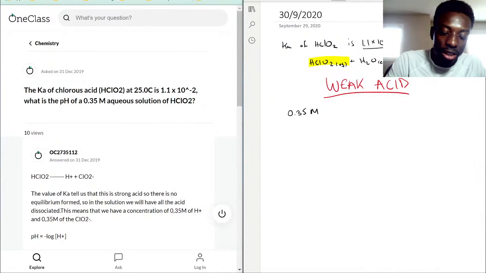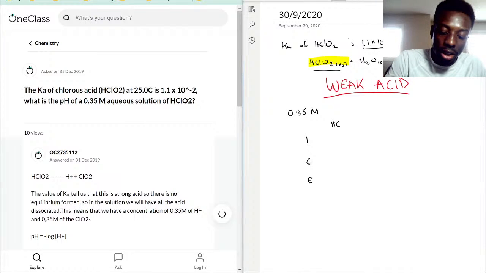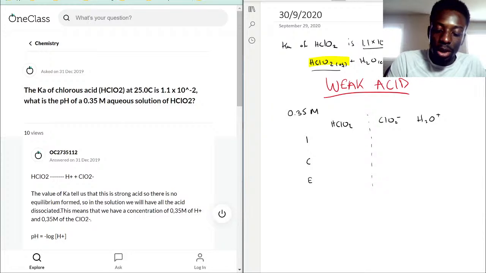An ICE table stands for initial, change, and equilibrium, okay? And we only include the components that are aqueous, no solids and no liquids. So that means 3 of these 4 make it to the next round. It's going to be HClO2 and ClO2 minus and H3O plus. Now it's important that we distinguish between reactants and products, okay? Because that's going to be very important for how we break this down.